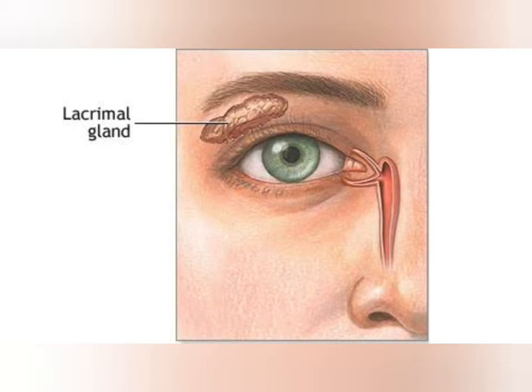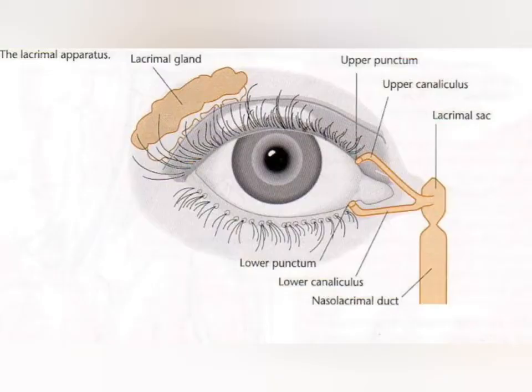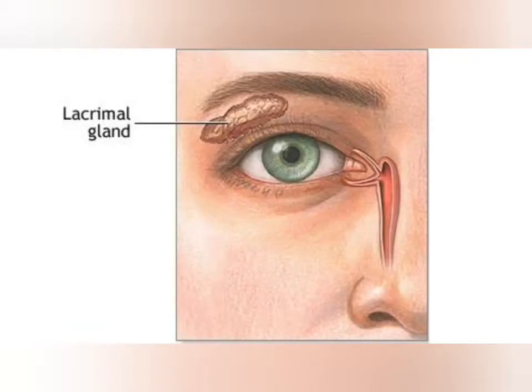Okay, and this lacrimal gland has two parts. One is orbital and another is palpebral, and these two parts are separated by the LPS muscle. The length of this lacrimal gland is 2 centimeters, and it has up to 12 ducts. Another thing is that the orbital part is bigger than the palpebral part.